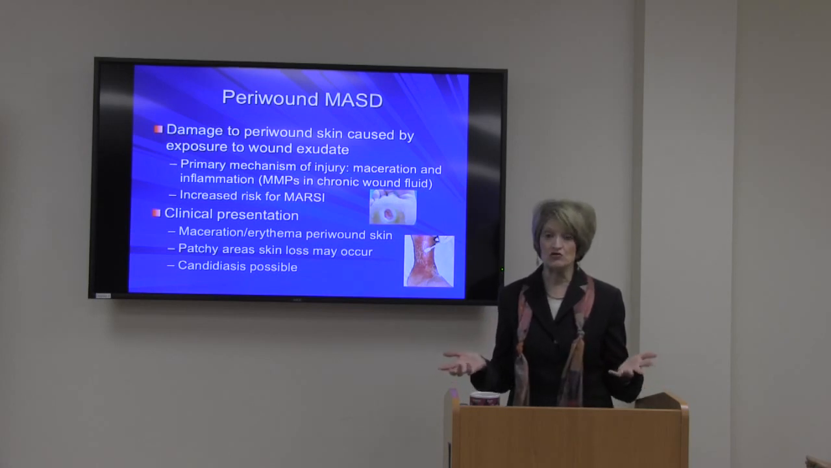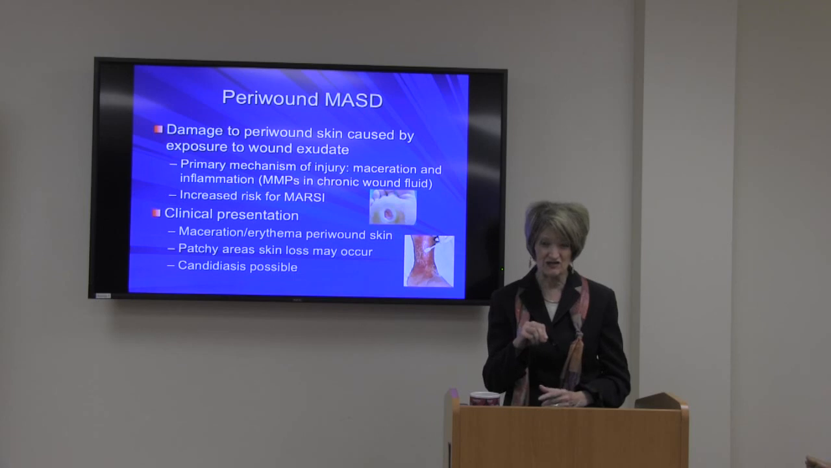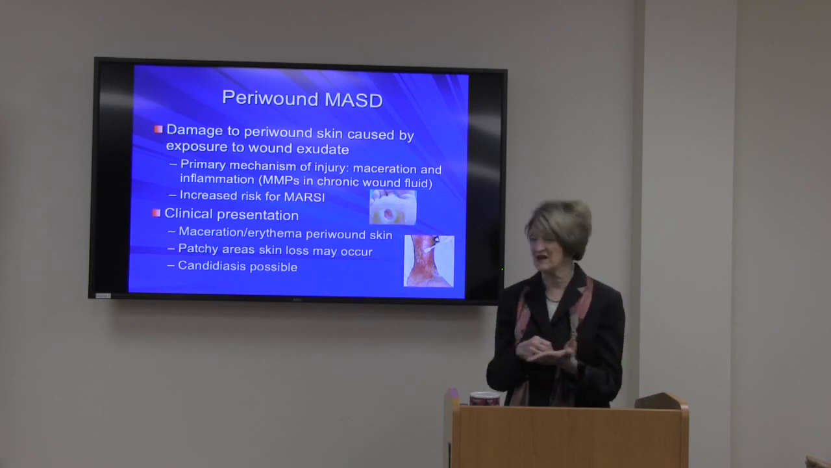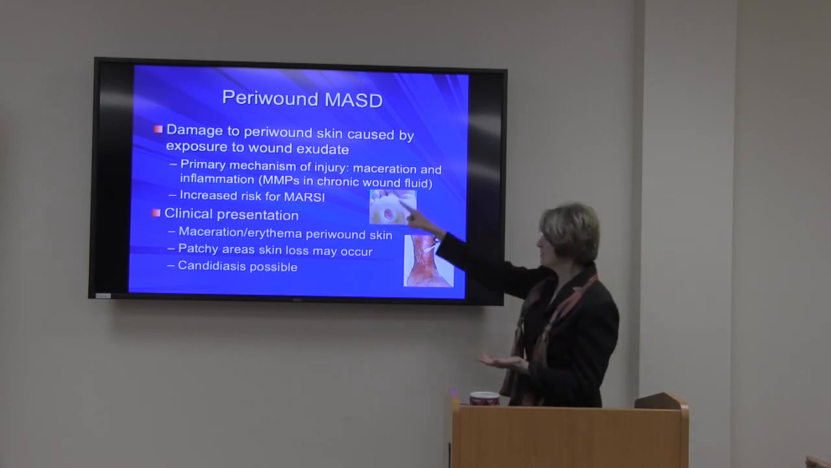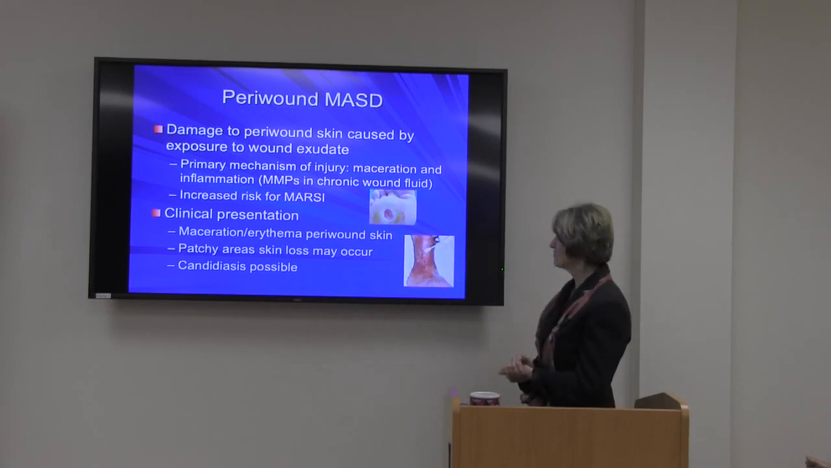How does peri-wound MASD present? Well, you already know this. You take off a dressing, you see skin around the wound that looks waterlogged, it looks overhydrated. It may be erythematous, then you can see patchy areas of skin loss. Sometimes you have candidiasis. So here's a neuropathic ulcer on a diabetic patient. We'll talk more about this in a later class.